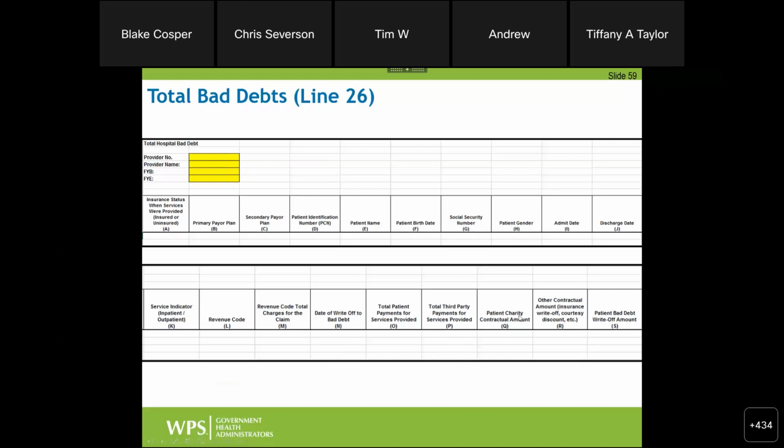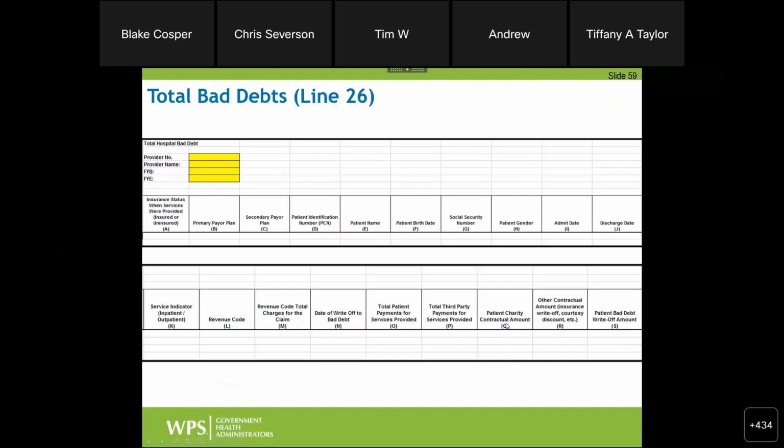We have patient charity contractual amount. This is not necessarily going to be the same as what was on our charity care listing. This is the history of this entire claim. How much was ever written off for charity care for this one claim? Because that means that's less that's left for bad debt. We're trying to back into what the allowable bad debt should be. All these other carve-outs, and then whatever residual amount is left is reasonably a bad debt.